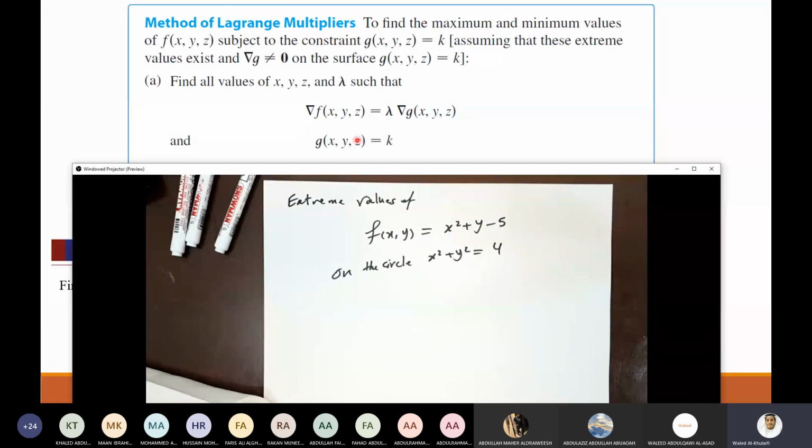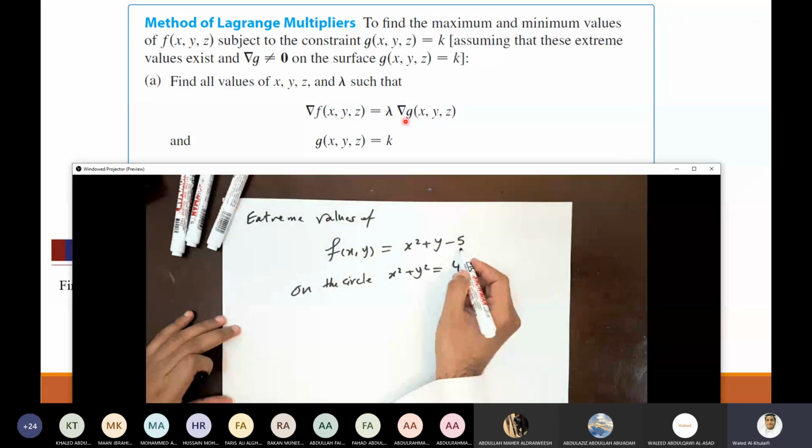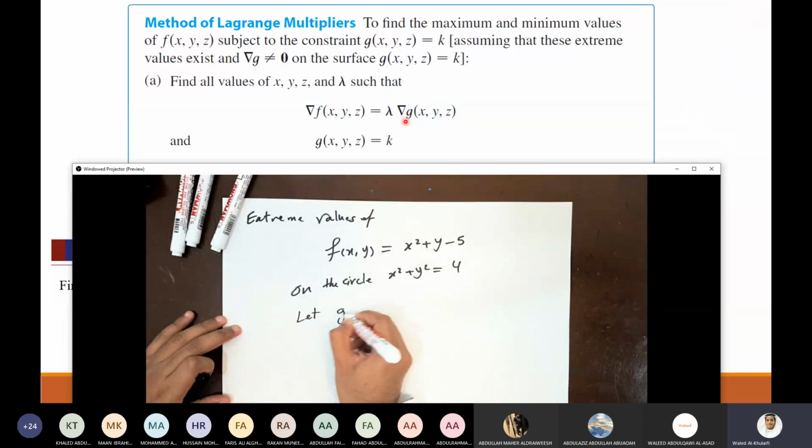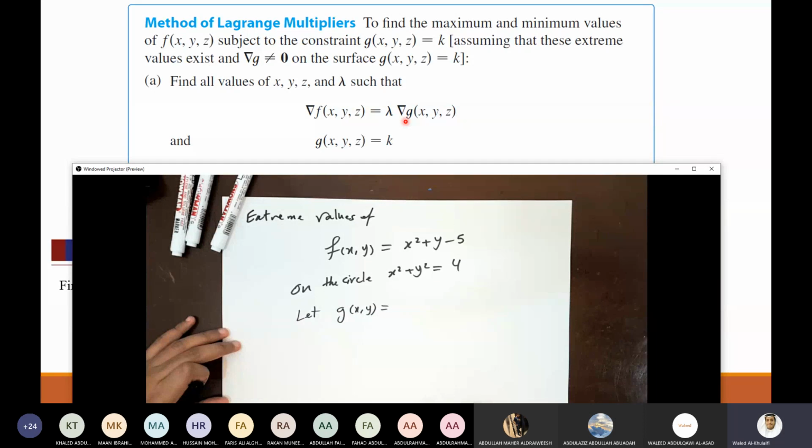Now we have to identify who is f and who is g. We need to know which is f and which is g. This f is given to us already. Okay, let g(x, y) equal... who is g?